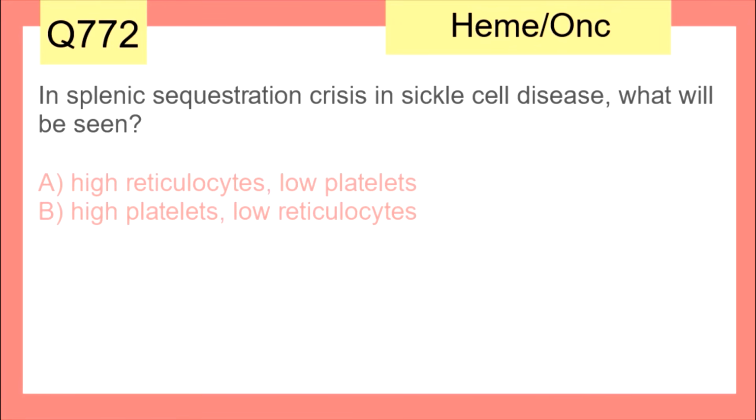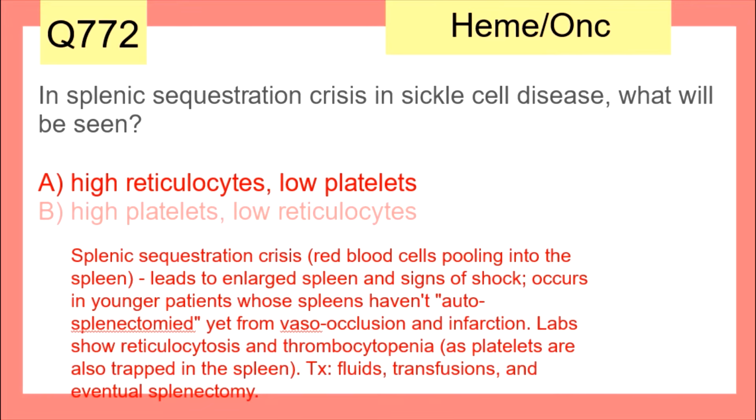772, in splenic sequestration crisis in sickle cell disease, what will be seen? We're going to see high reticulocytes and low platelets as the red blood cells are killed by the spleen. This occurs in patients who have not been autosplenectomized yet from vaso-occlusion and infarctions. We give these patients fluids, transfusions, and eventually splenectomy.